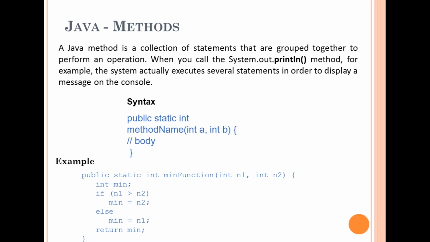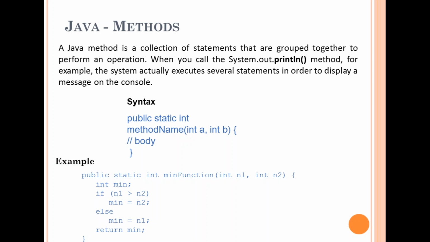The method signature consists of the method name and parameter list. In the example, min is the method name, as you can see on the screen. Parameter list is the list of parameters; it is the type, order, and number of parameters of a method. These are optional and a method may contain 0 parameters. int n1, int n2 could be parameters.